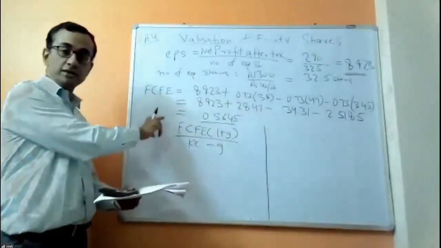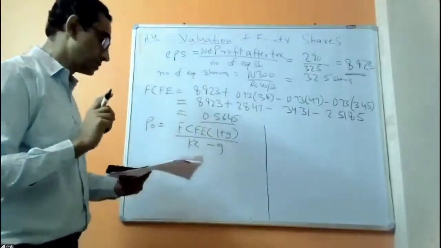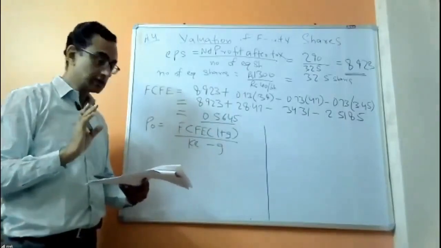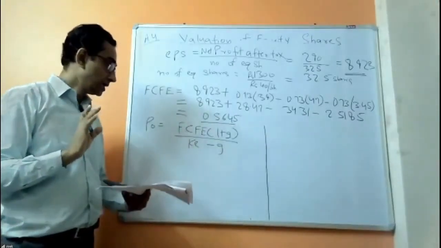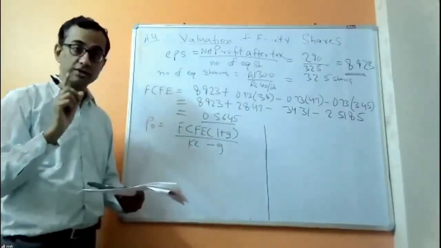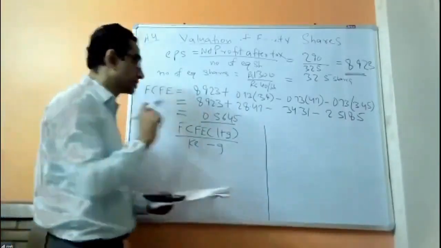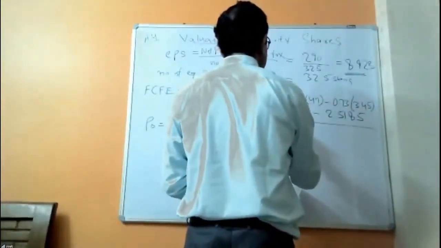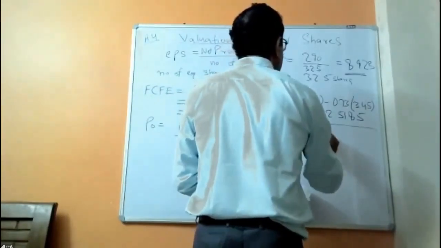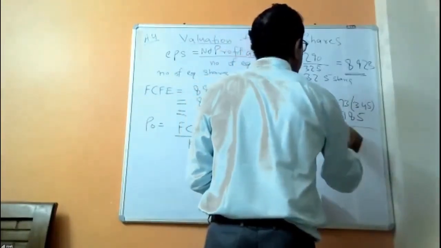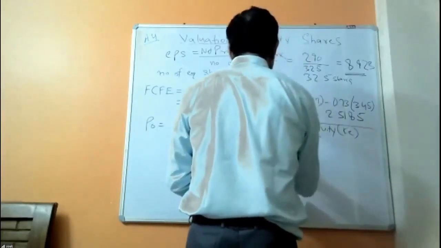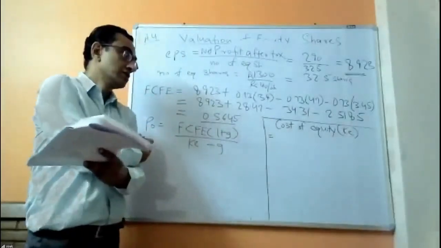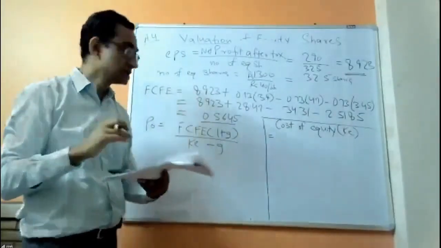The FCFE, or free cash flow to equity, we have calculated. Let us see whether the growth rate is given in the question or not. The growth rate is given, that is 0.8%. But if you observe, KE, that is the cost of equity, is not given, so we have to calculate the cost of equity, on the basis of the CAPM model, because with Gordon's model the cost of equity cannot be calculated from the figures given.